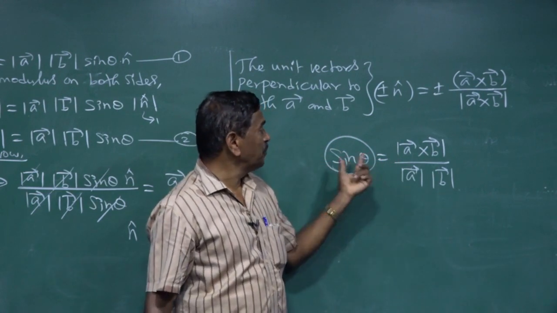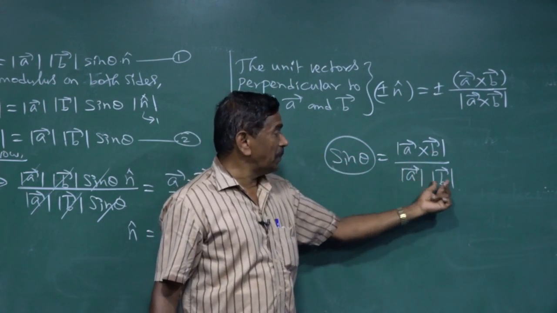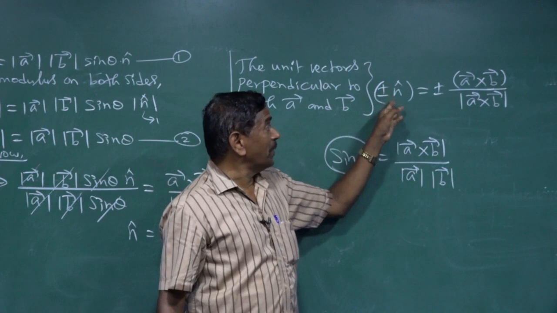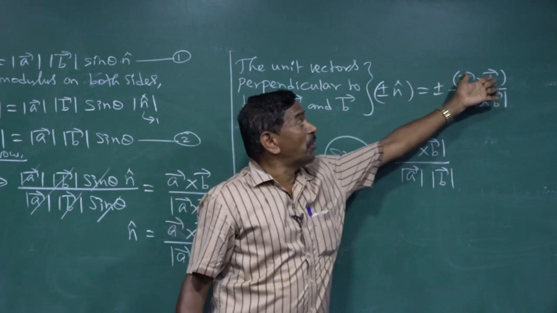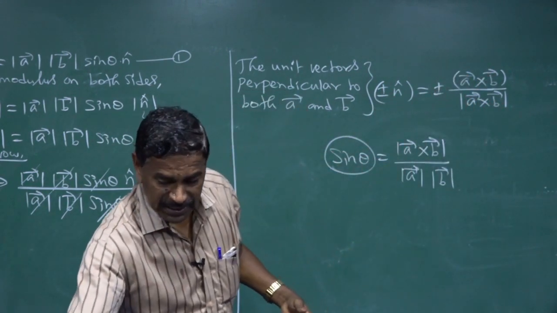Again, sin theta equals total modulus by separate modulus, but plus or minus n cap equals plus or minus no modulus by total modulus. So that is the difference.